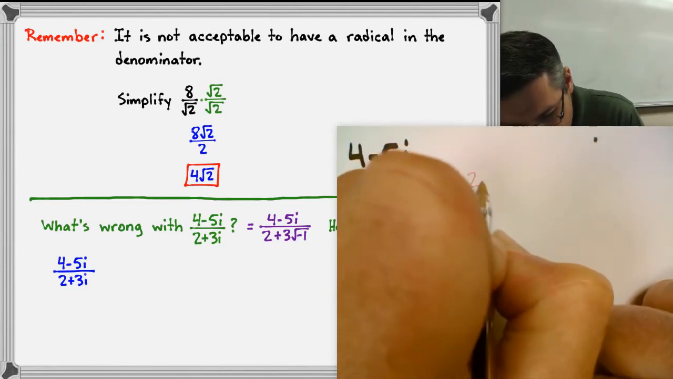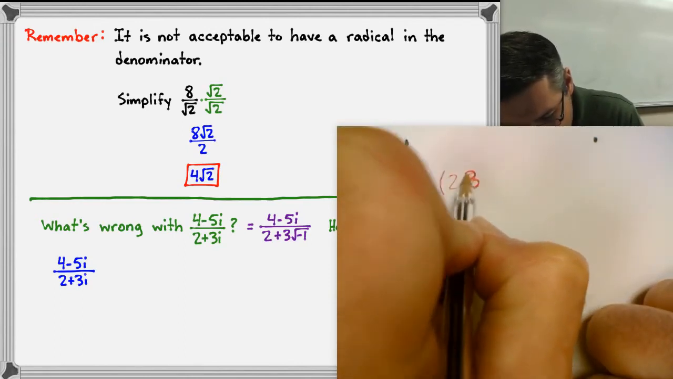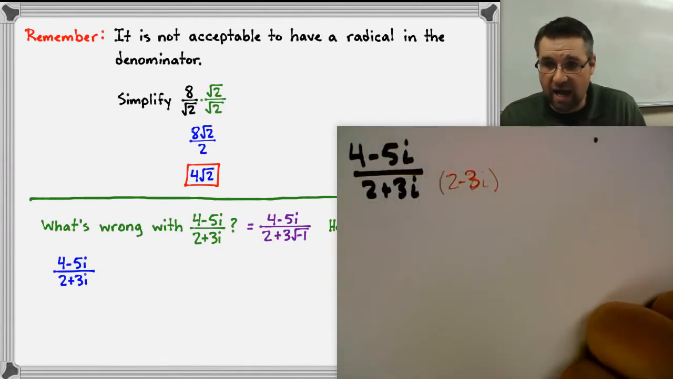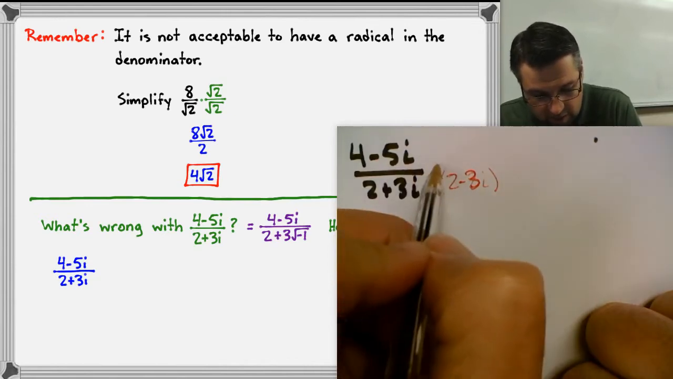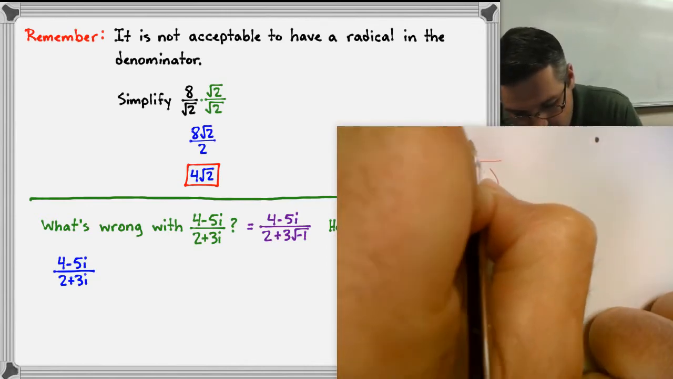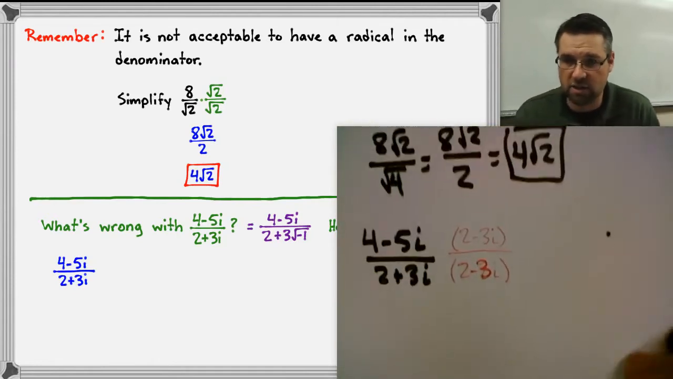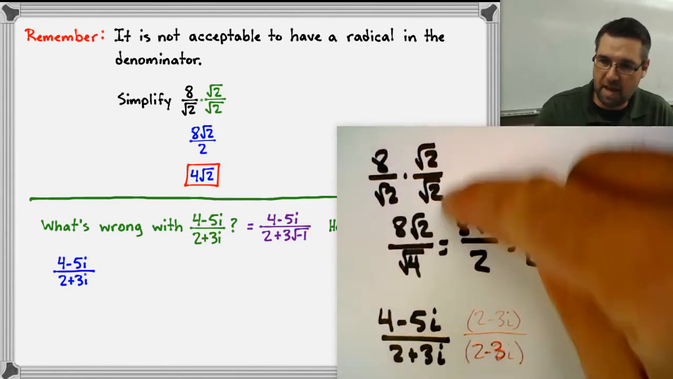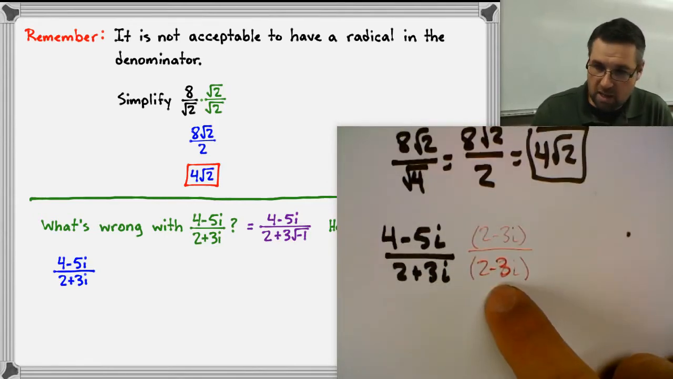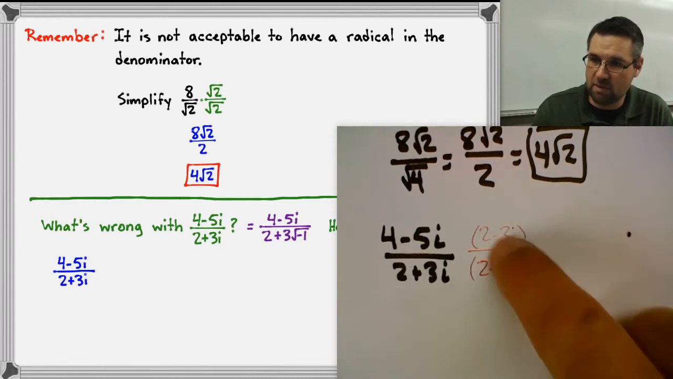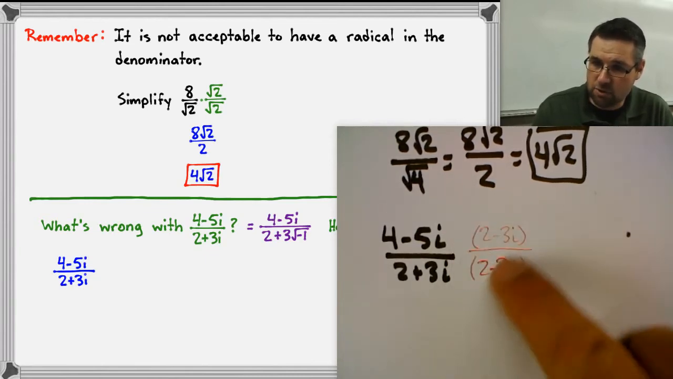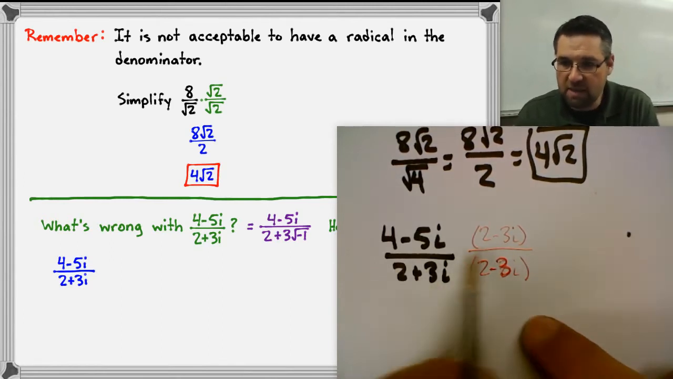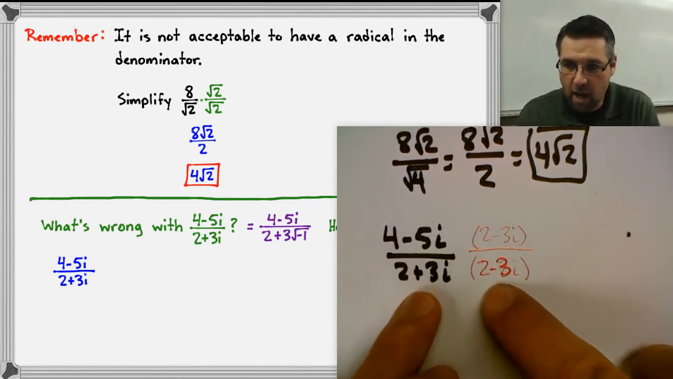We'd multiply by 2 minus 3i. Now, I can't just multiply the bottom by 2 minus 3i. In order to keep this value the same, I have to do the same thing on top. Just like when we were talking about the radical expressions, we had to multiply by rad 2 over rad 2. We had to multiply by the magic number 1. So whatever we multiply on the bottom, we need to do the same thing on top. That way it reduces to 1, okay? So I multiplied by the conjugate here because I know that I'm going to end up with a real number when I multiply by conjugates, okay?